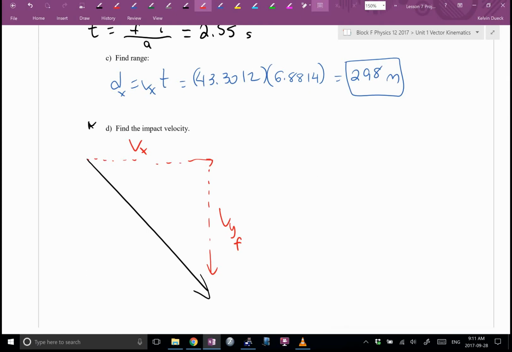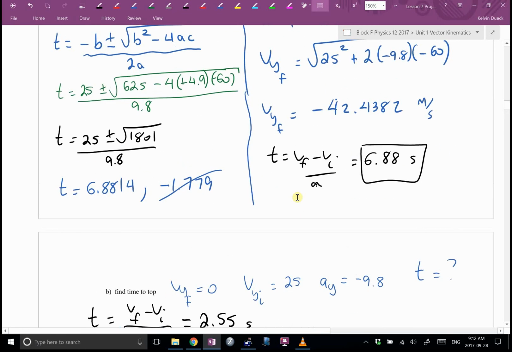Wait a minute. I know VX, because that never changes. That was 40, what was it? VY final is not 0. It's 0 after you hit the ground. VY final would be solving for VY final vertically. And Ange, I think we already did that. We already found that VY final was what? Now, the arrow already contains the negative because it's pointing down. So on my diagram, I'm not going to label a side as being negative. I'll show negatives and positives with arrows. So what was it? 40 point, give me more sig figs if you can. Did I not write them down? Negative 42.4382.